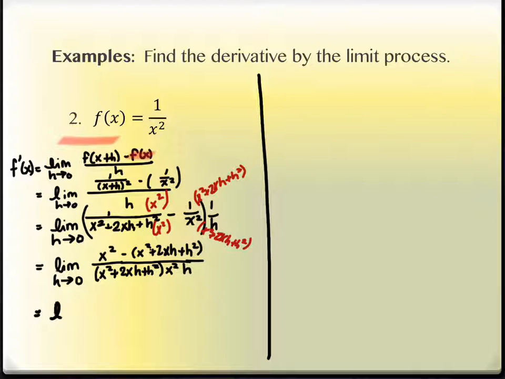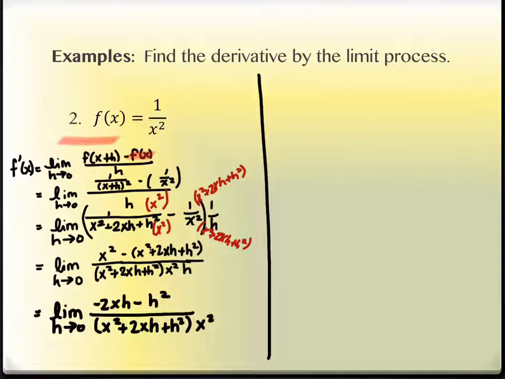So over here, the limit as h goes to 0. Like I said, I've got x squared minus x squared, so those are adding to 0. And then I have negative 2xh, negative h squared, over x squared plus 2xh plus h squared, x squared, and h.